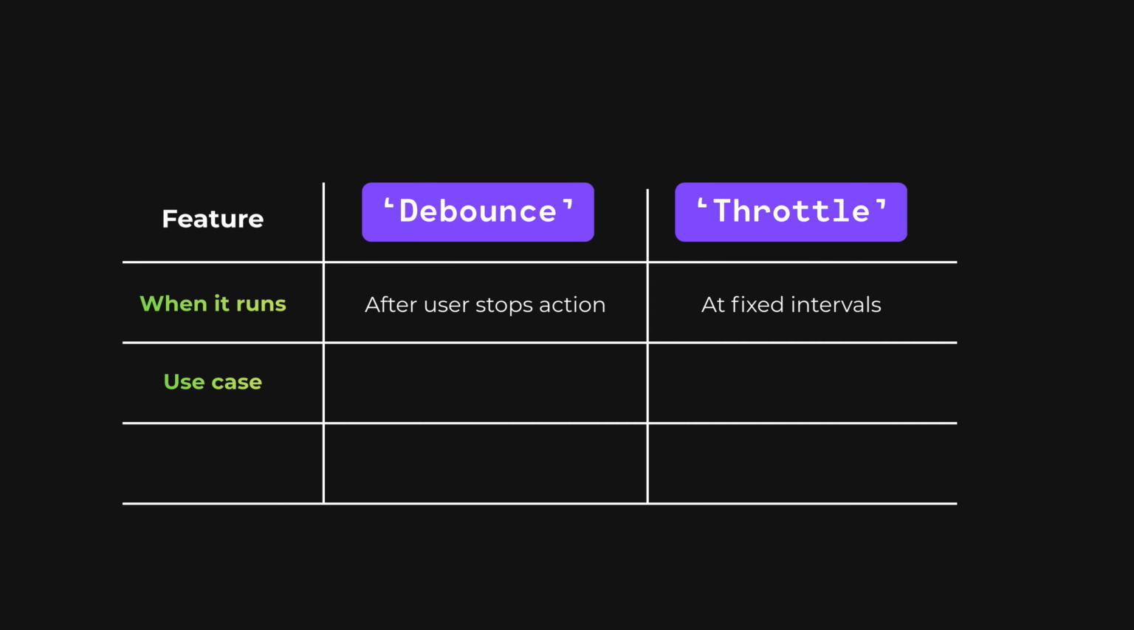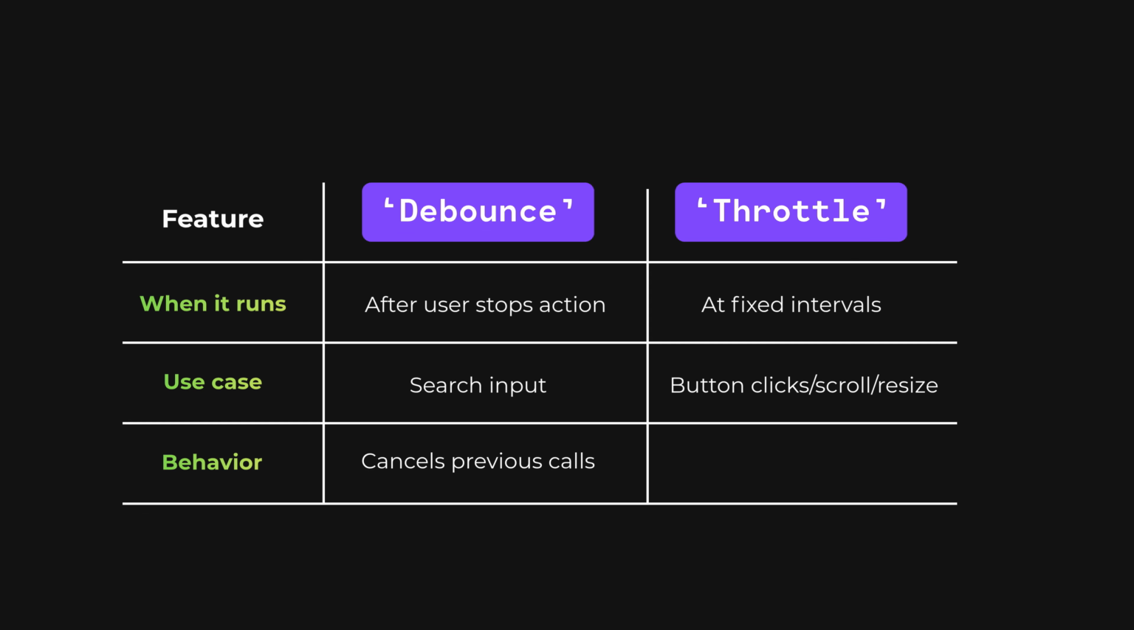Second, where do we use them? Debounce is commonly used in things like search inputs, where we only care about the final action. Throttle, on the other hand, is perfect for button clicks, scrolling, or resizing, where we want to control how often something runs. Lastly, behavior-wise, debounce cancels the previous calls made before the delay is finished, and throttle makes limited calls based on the fixed intervals.